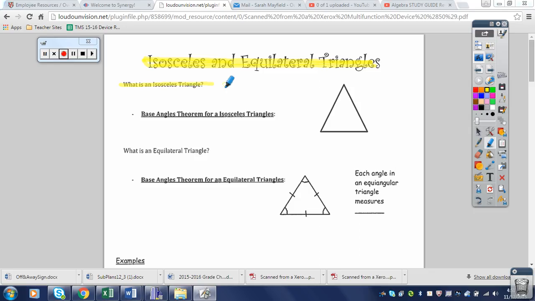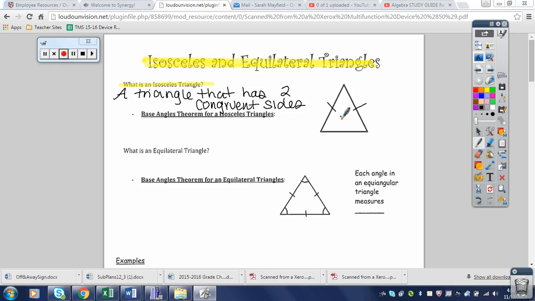What is an isosceles triangle? An isosceles triangle is a triangle that has two congruent sides. Okay? So isosceles triangle means I have two congruent sides.